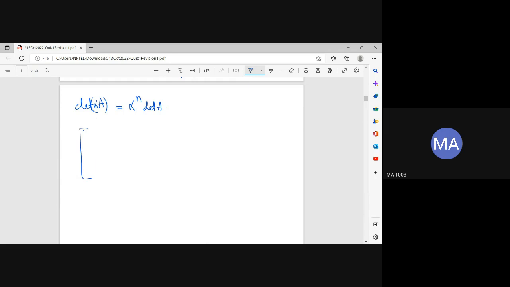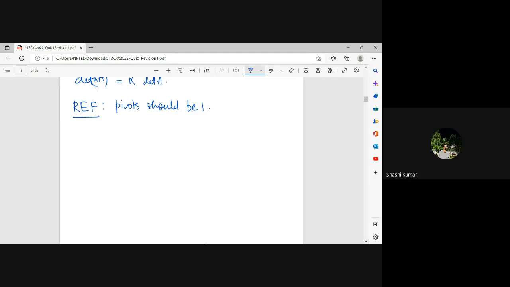Let's take an example, or let me just write down what is row echelon form. The pivots in each row should be 1. What is a pivot? The leading entry, the leading non-zero entry.